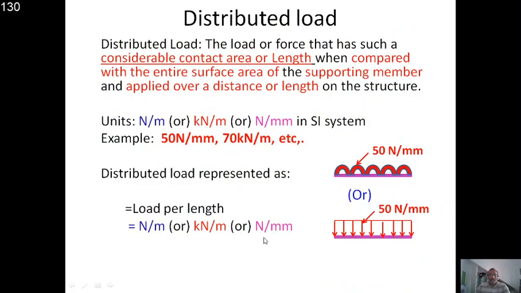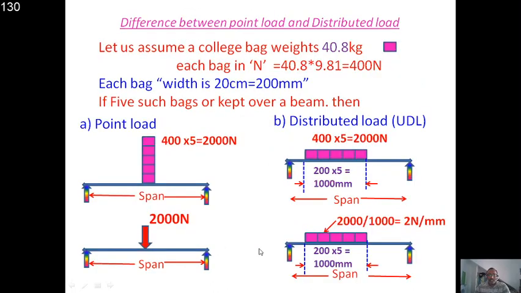You see here, what is the unit for the distributed load? Newton per mm, or kilonewton per meter, or Newton per meter. What is the unit I got now here? It will be the same thing, Newton per mm, because it is load per occupied length. Then you get the UDL, or distributed load.